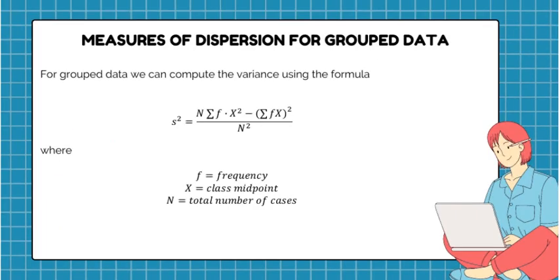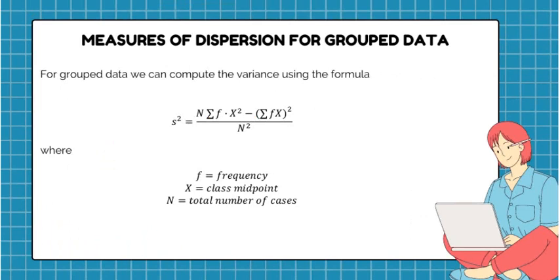So basically, we actually have two formulas that we could work on in order to calculate the measures of dispersion. And again, for group data, we can calculate the variance and standard deviation. Let me introduce the first formula: for group data, we can compute the variance using this formula: s squared is equal to n times the summation of f times x squared minus the quantity of the summation of fx squared divided by n squared, where f is equal to the frequency, x is equal to the class midpoint, and n is equal to the total number of cases.